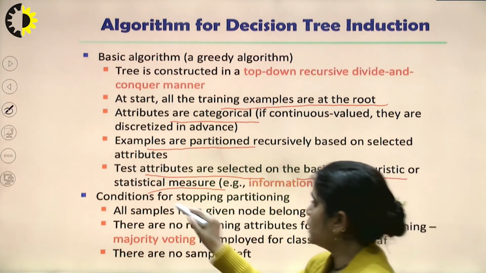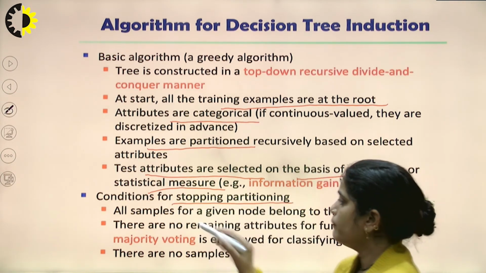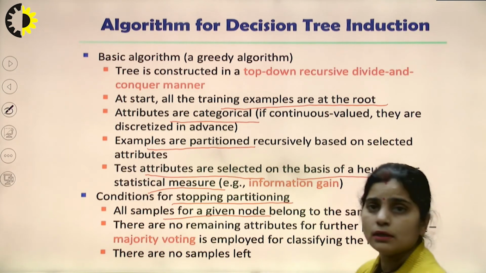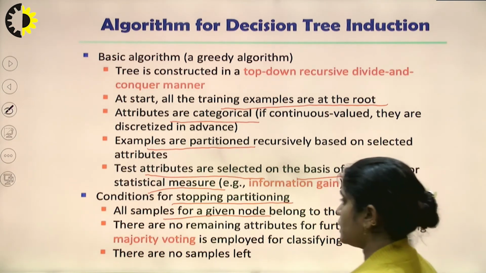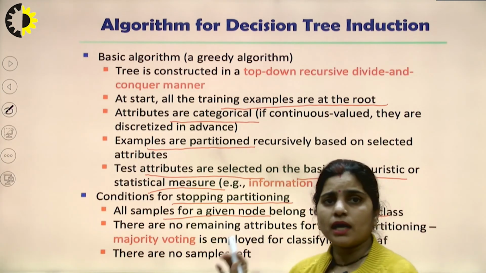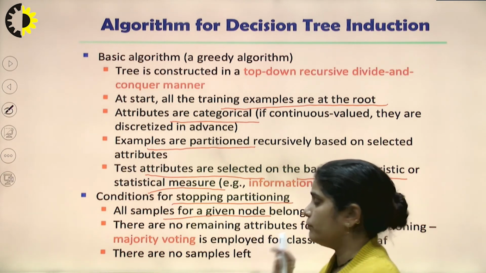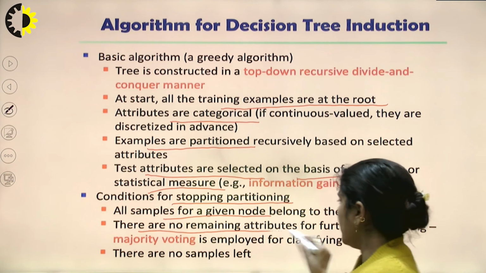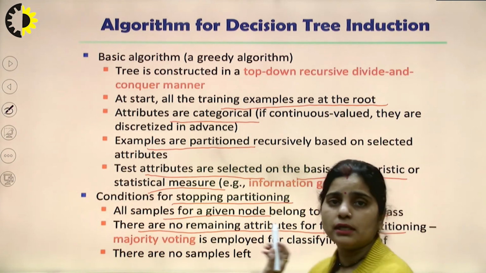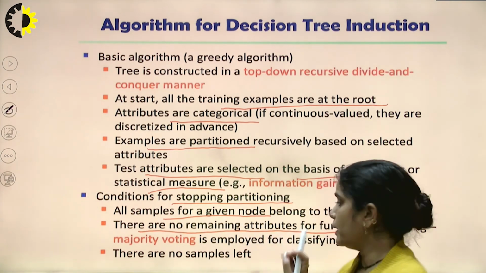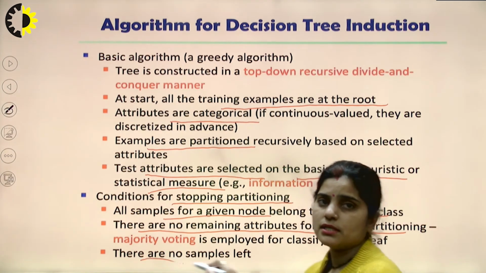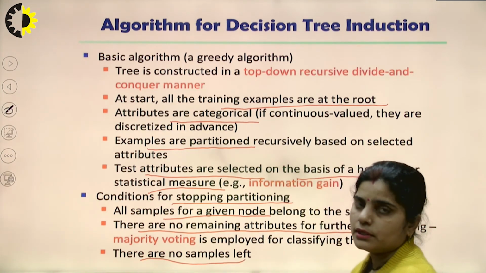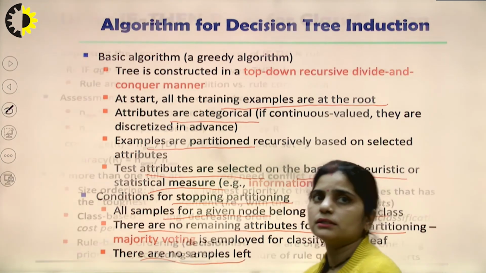Now, what are the conditions for stopping the partitioning? When all the samples for a given node belong to the same class, then we have to stop partitioning. Next, if there are no remaining attributes for further partitioning, then we stop partitioning. And the last one is, if there are no samples left, then we stop partitioning.